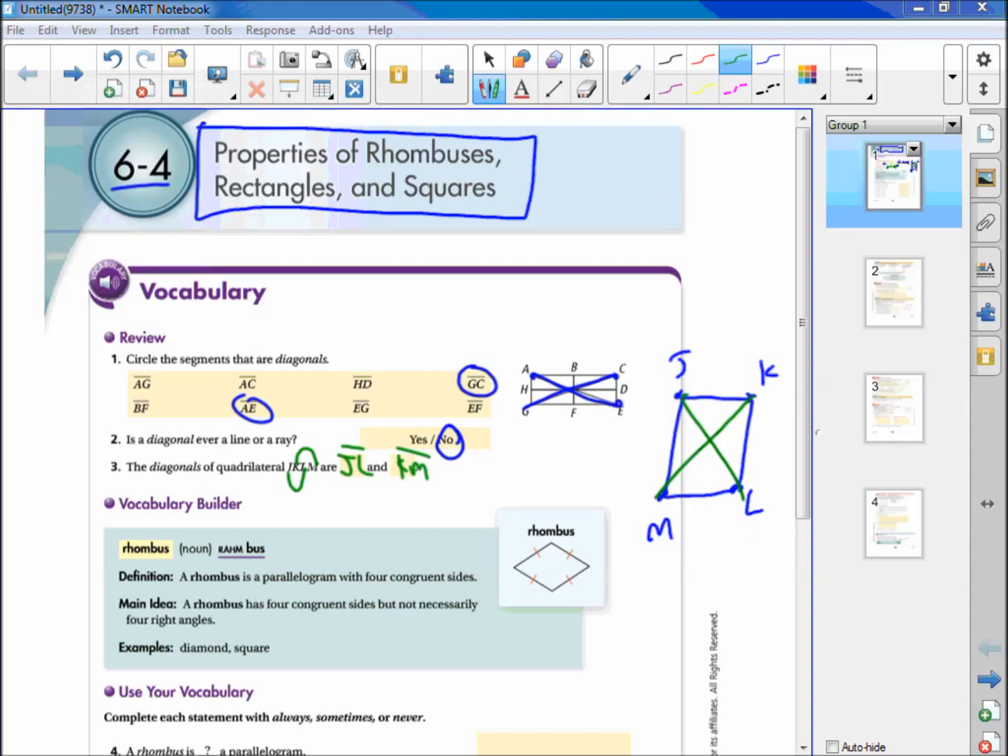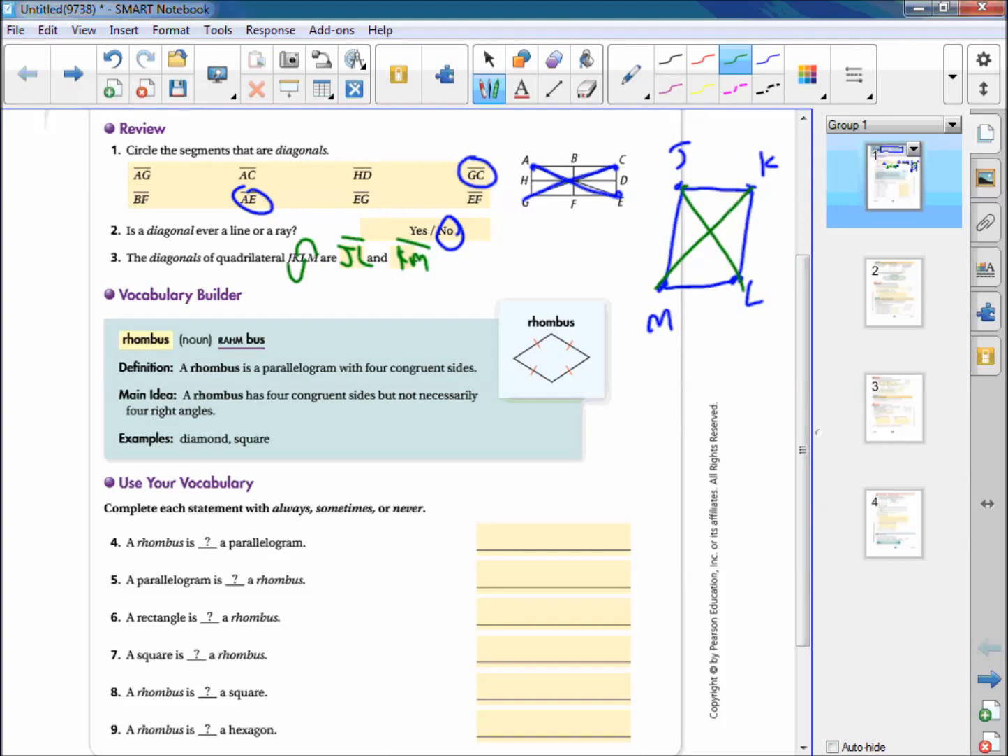All right, vocabulary builder. A rhombus is a parallelogram with four congruent sides. So we know it's a parallelogram, so it has opposite sides parallel, but it also has four congruent sides. You can kind of think of it as a square that's been knocked over in the wind, just like a parallelogram is like a rectangle that's been knocked over in the wind. So a rhombus has four congruent sides, but not necessarily four right angles. A rhombus could have four right angles, and there are some examples here, a diamond and a square. Those are both rhombuses.